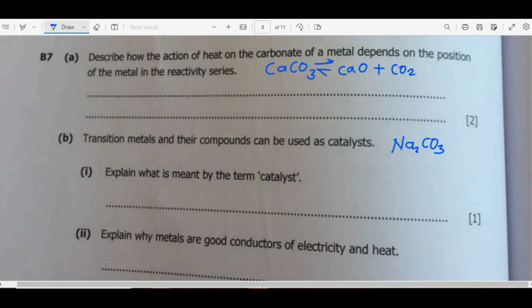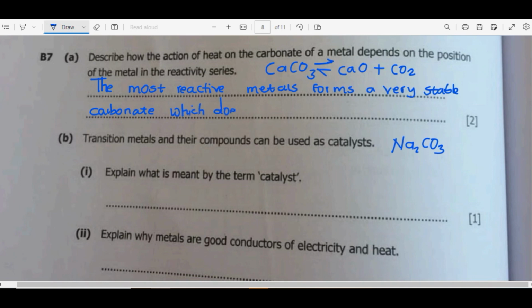The question is, describe how the action of heat on the most reactive metals forms a very stable carbonate which does not decompose when heated.